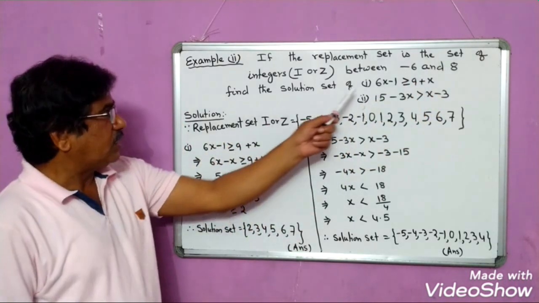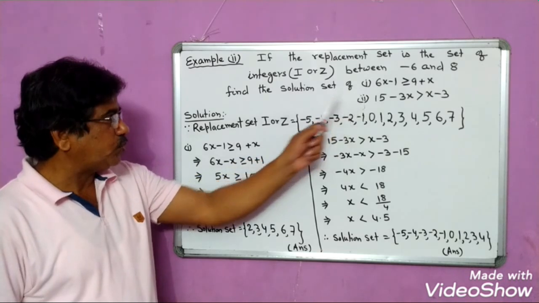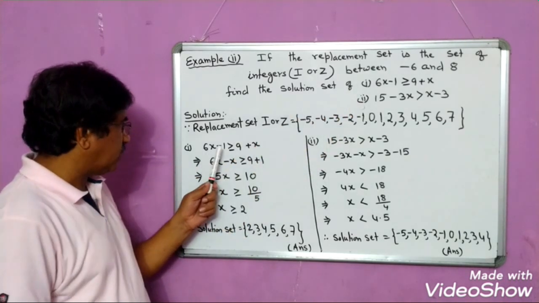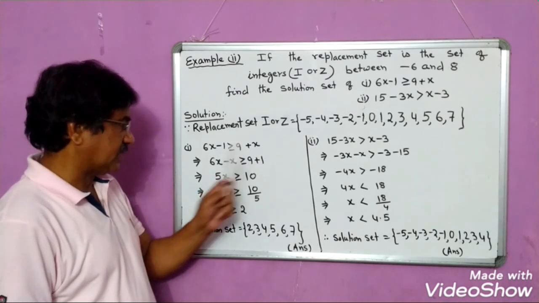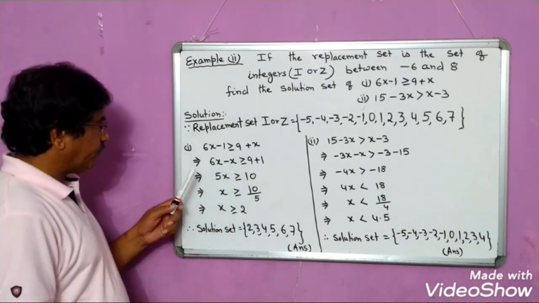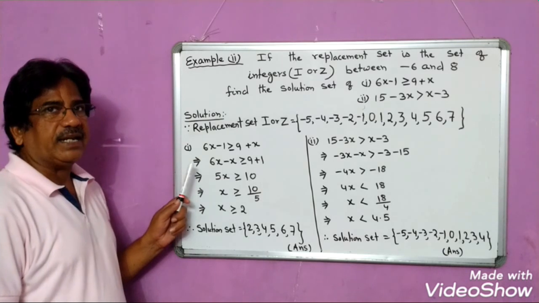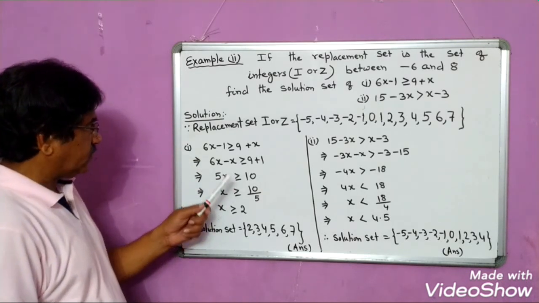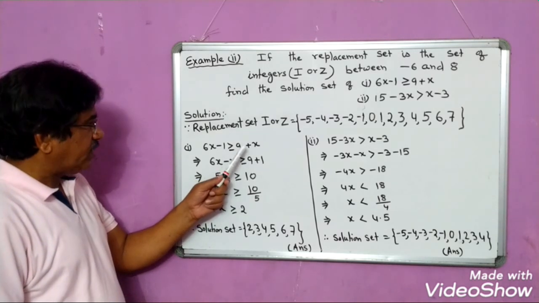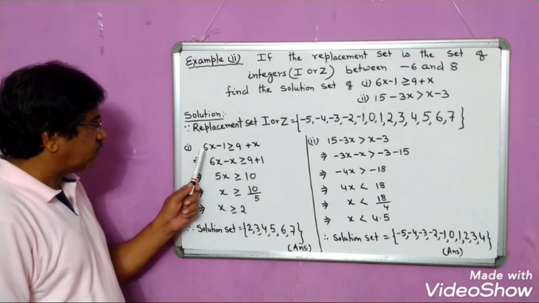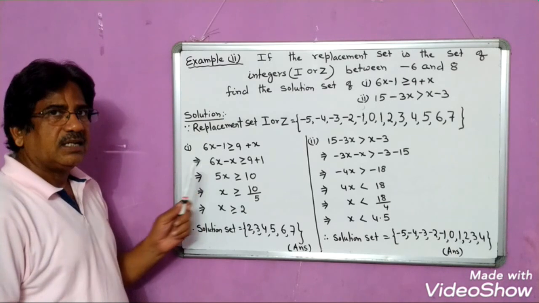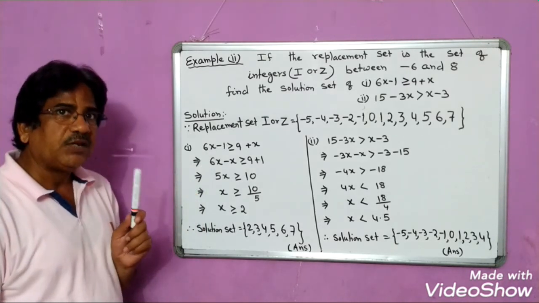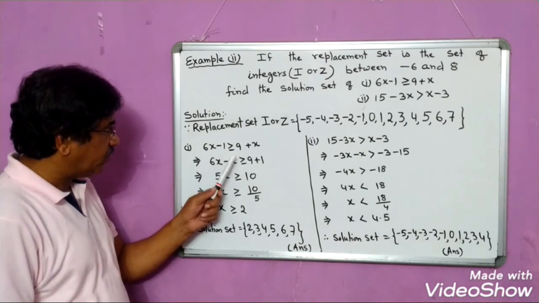Now, let us try to solve these two equations and then we will find out the solution. So the first equation is 6x minus 1 greater than or equal to 9 plus x. While solving, we will bring all the x to one side. As I told you in the previous example, when we transfer the terms from one side to another side, their sign actually changes. The sign of the term changes. Inequality sign will remain the same.